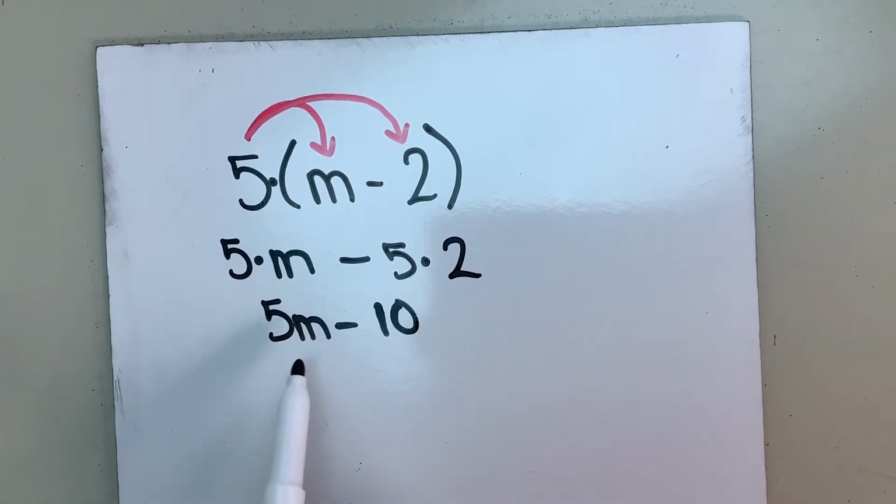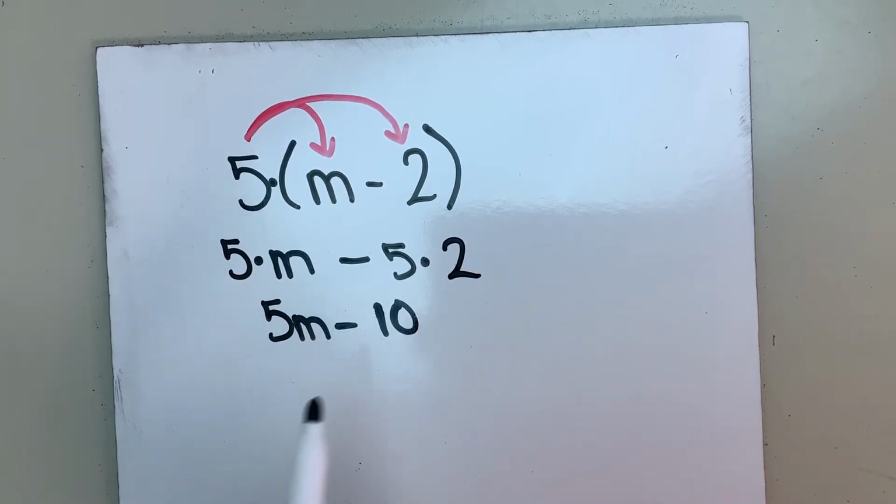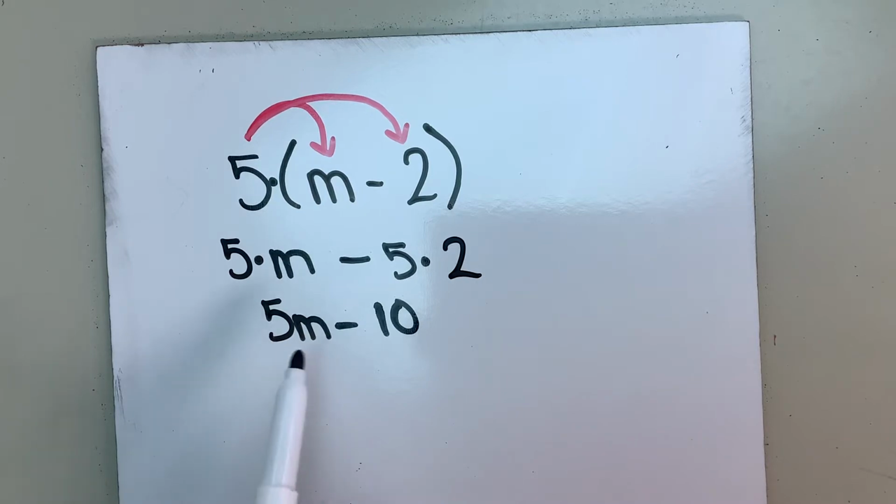Many students keep trying to put these together, but think of this as 5 monkeys and $10. Are monkeys and money the same? No, they're very different, and that is why these two cannot be combined. They have to stay separate.